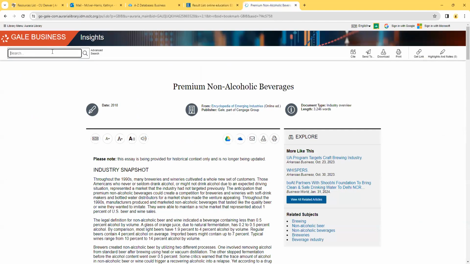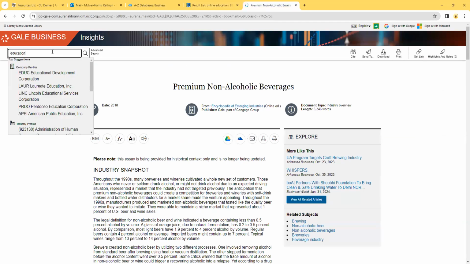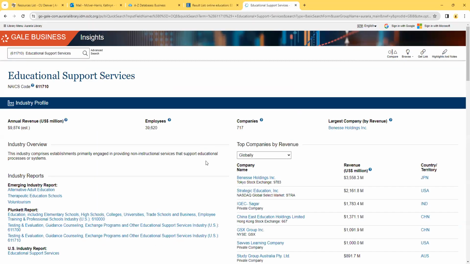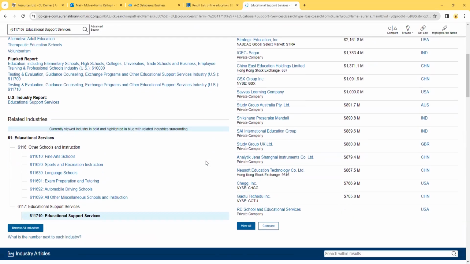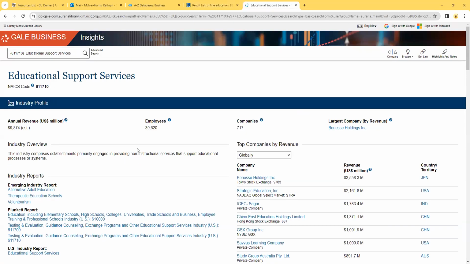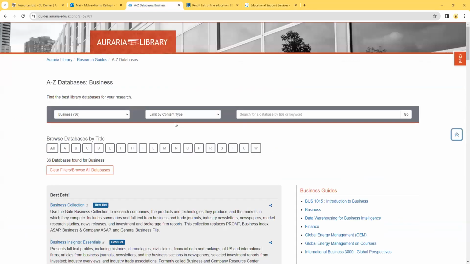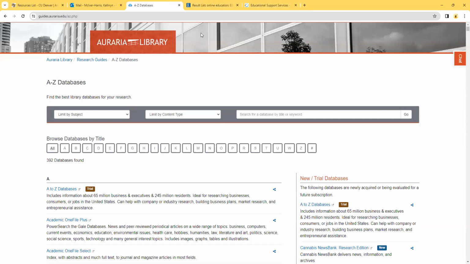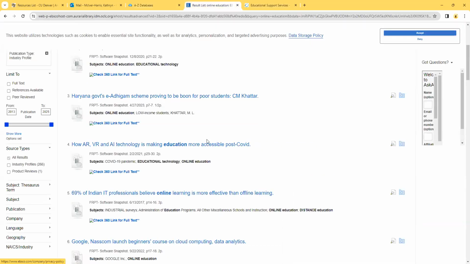That being said, you also will find information on Business Insights. So educational support services is a place that I would go to find out more about what's going on, more of the offerings out there. You can start getting more specific, as if you were looking for exam prep and tutoring, maybe. Sounds like that might be something you would want to look at. So there is a power walkthrough on how to access your databases. Remember, we come to the Auraria Library, we click database search, how to use quite a few of our databases.